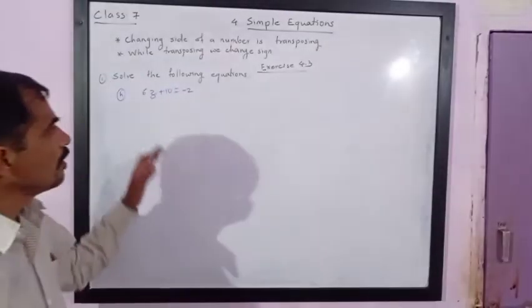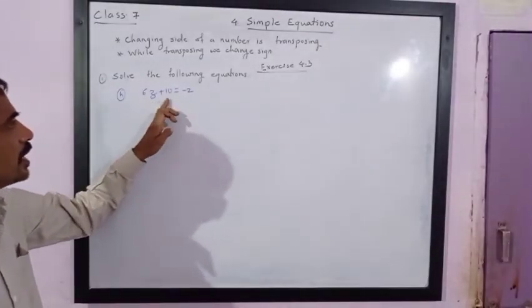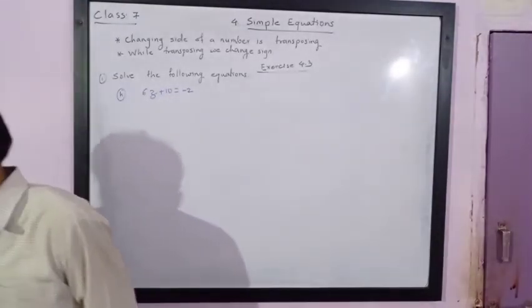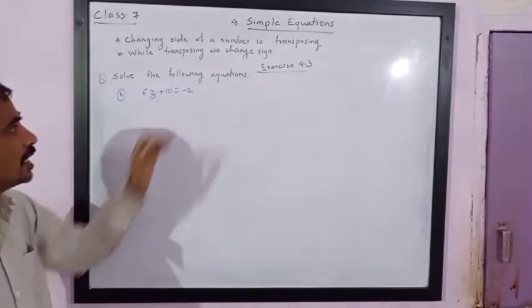Dear friends, we have next problem. 6z plus 10 is equal to negative 2. That is 6z plus 10 is equal to negative 2.